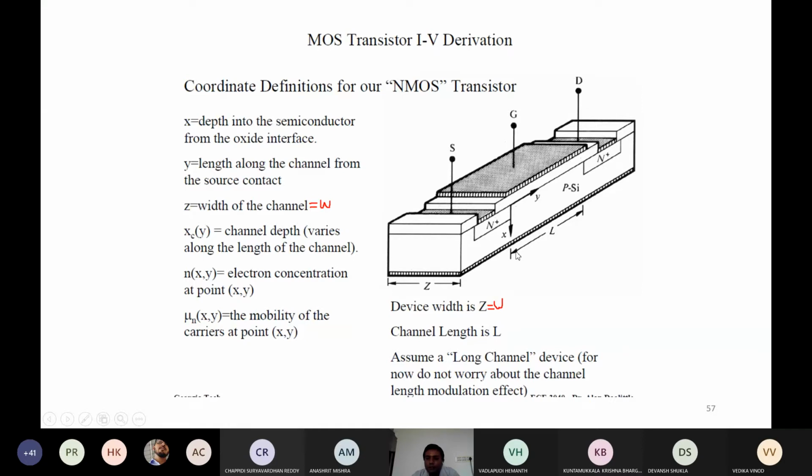So we have assumed that along this channel is the y coordinate, and from the oxide-semiconductor interface it is x equal to 0, and when you are going down, x is increasing. So x is along this line downside, and y is along this line, and the z direction is along the width of the transistor. So z coordinate is equivalent to the width of the transistor, as we have already explained. And xc is also there, because initially the channel is uniform.